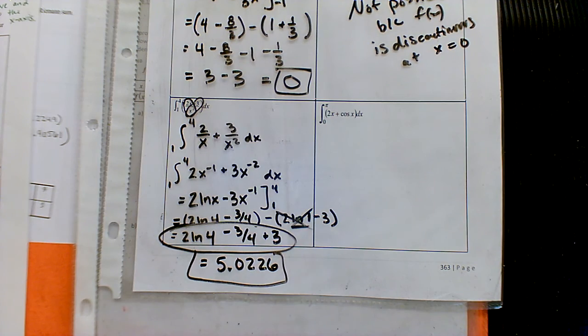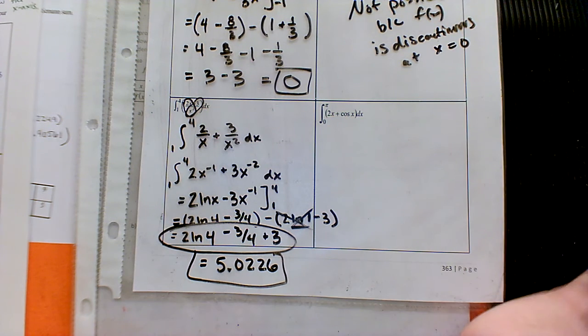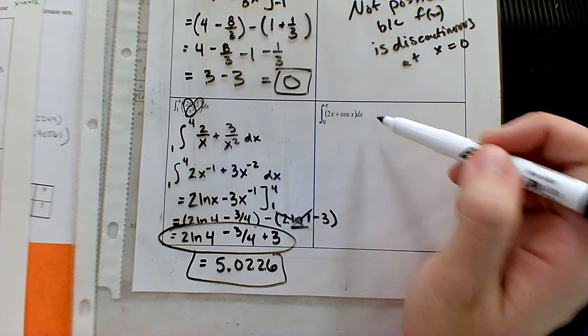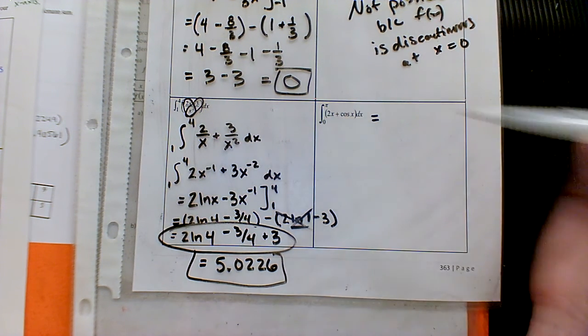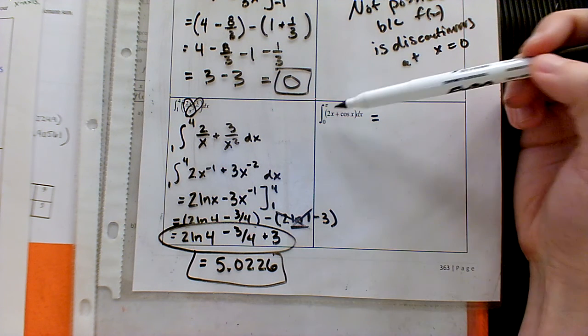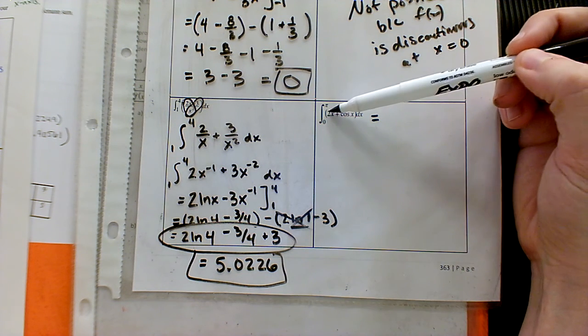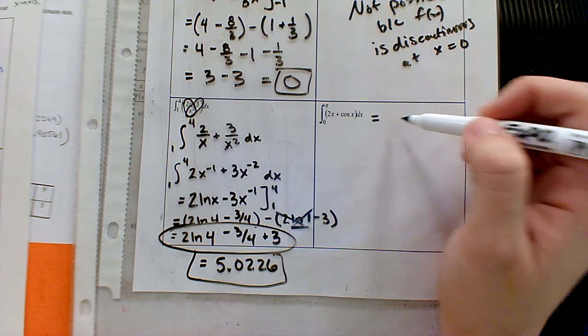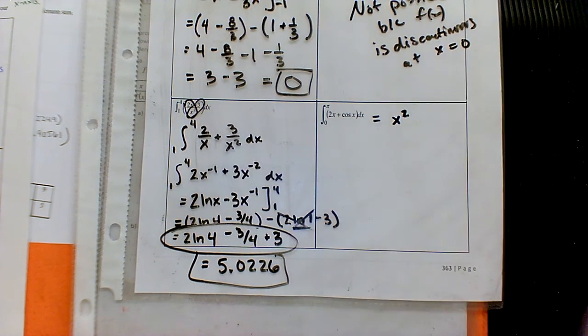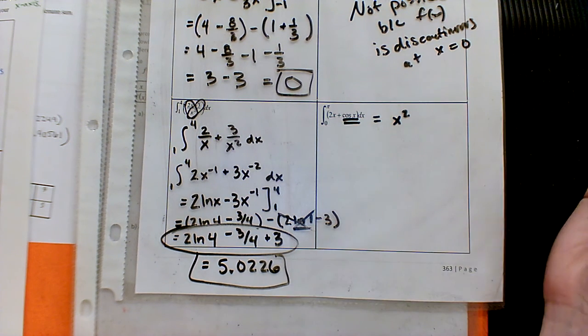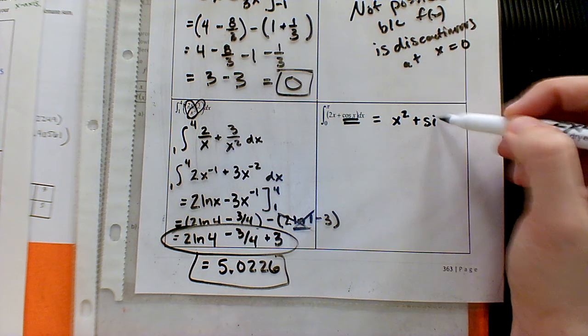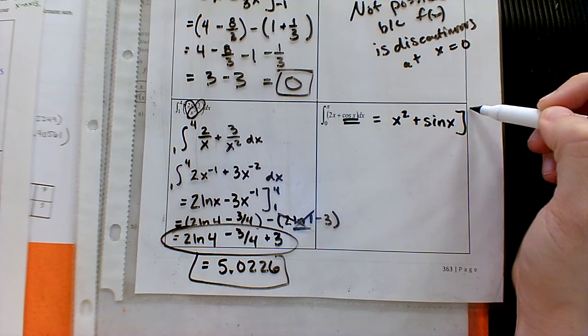All right, let's end things maybe with a trig one. No fractions, no roots, no parentheses, so we shouldn't have to really worry about rewriting this one at all. Let's just go ahead and work backwards. What did we have previously from a 2x? X squared. Okay, what's the antiderivative of cosine? What can you take the derivative of that would give you cosine? Sine. Okay, so plus sine of x.